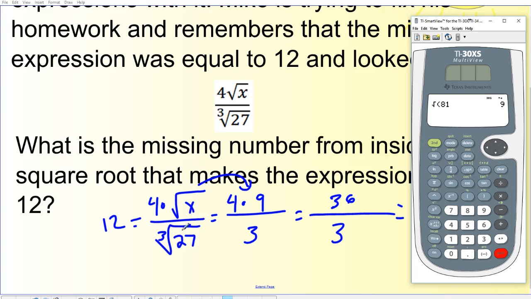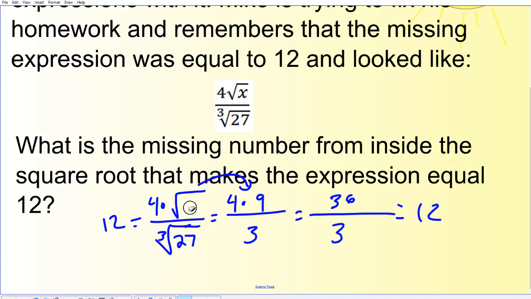So if this x here was 81, then when I take the square root of it, I would get 9. When I take 9 times 4, I get 36. When I take 36 divided by 3, I get 12. So the answer to what is the missing number inside the square root that makes this expression equal 12 is x equals 81.